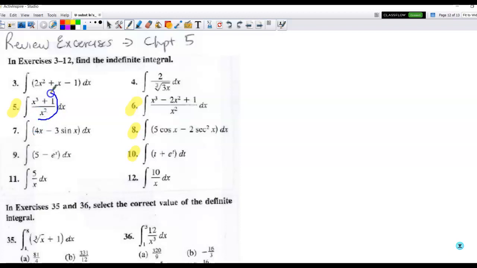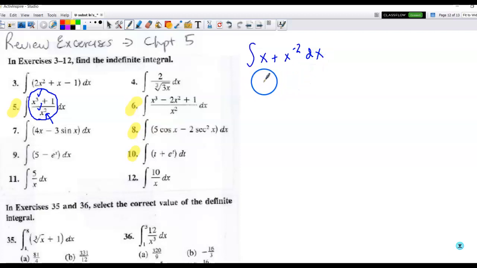In problem 5, the integrand is a fraction with a monomial denominator, one term in the denominator. So this is a break apart, or as we like to say in class, Miss Oliver math. So x cubed over x squared is simply x when we reduce that. And 1 over x squared can be rewritten algebraically as x to the negative 2 power.